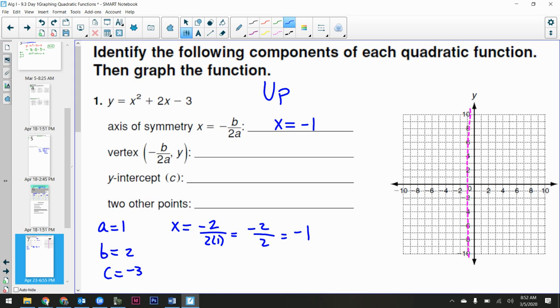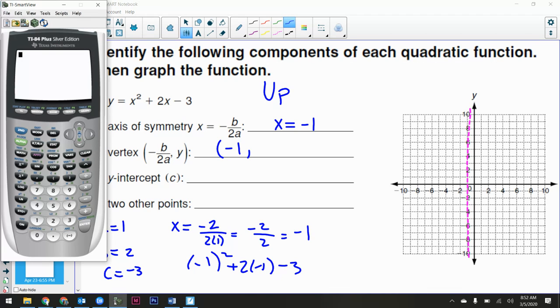Now, how do I find my vertex? Caroline, how do I find my vertex then? Plug -1 into the axis formula. So we've got -1 squared plus 2 times -1 minus 3. We know that we're going to get a coordinate -1 comma something. So let's plug it into our calculators. -1 squared plus 2 times -1 minus 3 is -4.